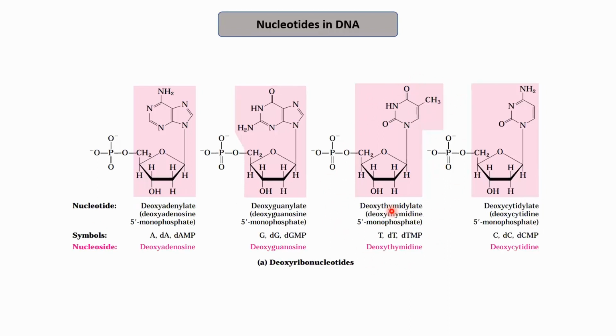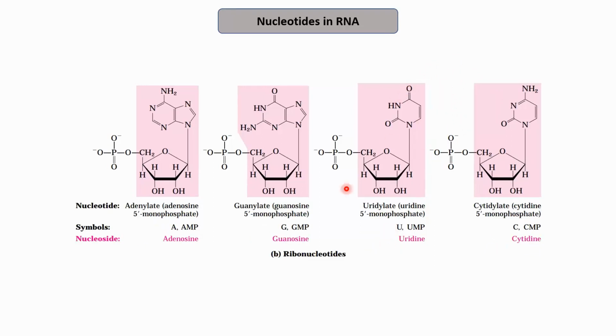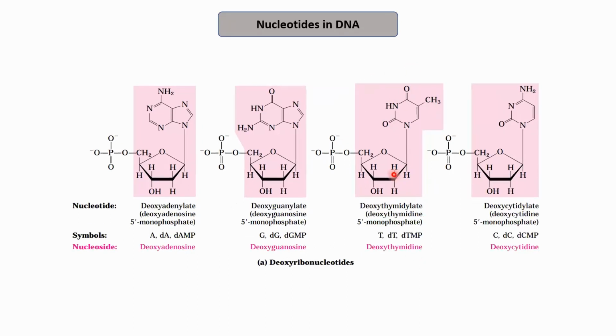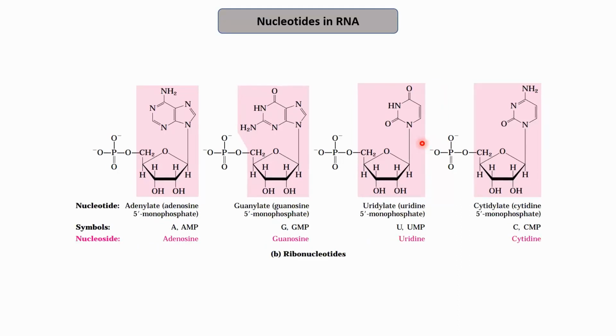If we look at the structure of uridine, thymine is nothing but 5-methyl uracil, as the methyl group is present on the 5th carbon atom, the 5th position of the uracil molecule. So this is the structure of uracil. And if I look at the structure of the thymine, it is similar to uracil, except that at the 5th position the methyl group is present. Therefore, the thymine molecule is also known as 5-methyl uracil.